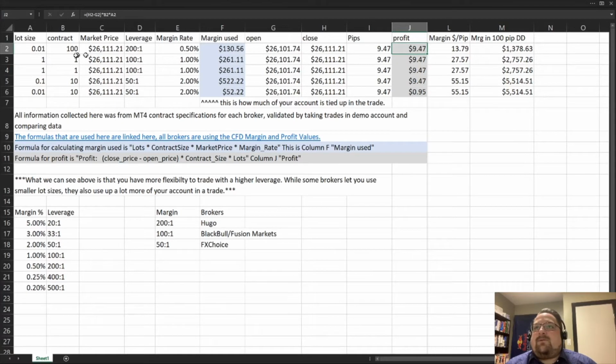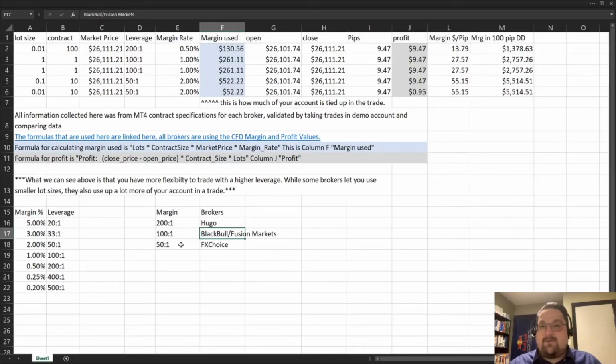If we go over here, we can see that that was the 200 to 1 leverage. So a broker like Hugo's Way would be 200 to 1 for indices. You're going to sign up under it, you're going to pick 500 to 1, but you're only going to get 200 to 1 on indices because indices are a different contract. It's a different risk for the broker. Their liquidity partner is going to be dictating that back to them. So you can get 100 to 1, and this is available with Black Bull or Fusion Markets.